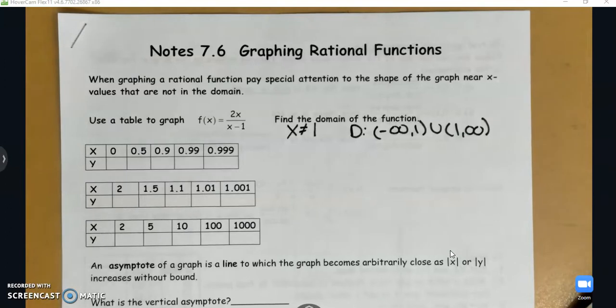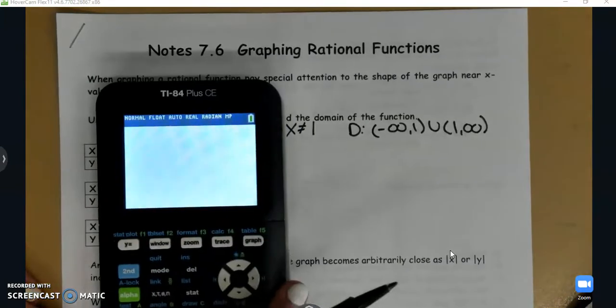So what we want to take a look at is what is our graph doing close to the value of 1? Because obviously if we plug in the number 1, we're going to get a non-existent function. You get an error in your calculator, it doesn't work. So what is our graph doing slightly before and slightly after the number 1? And that's where we use our table.